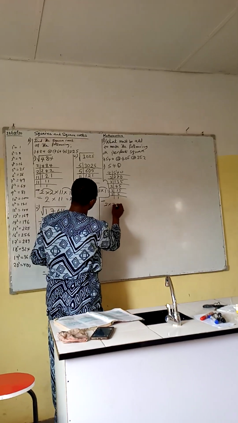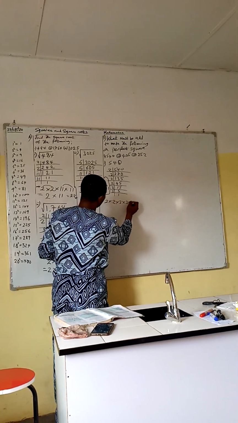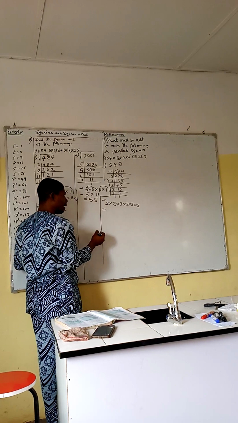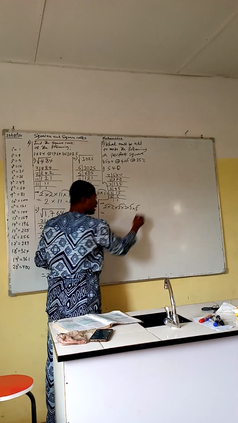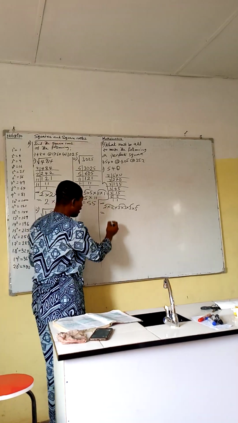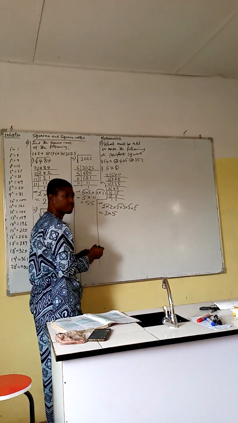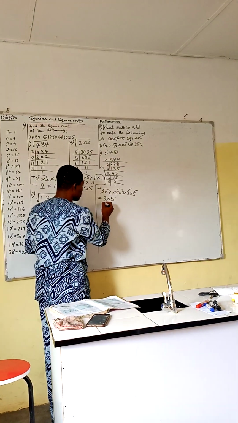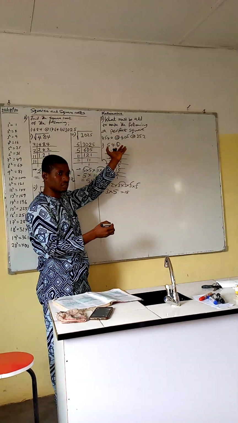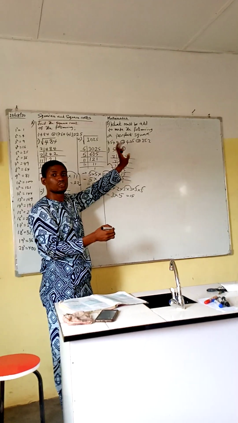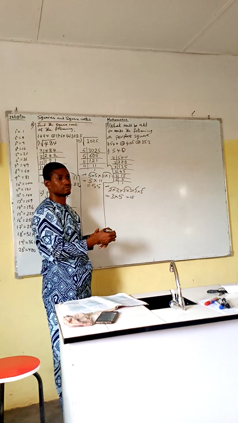Factors are 2 times 2 times 3 times 5. Now the values. This has a pair. This has a pair. This has no pair. This has no pair. So I have 3 times 5, and our answer is 15. So what must be multiplied to 540? 15 must be multiplied to 540 to make the perfect square.